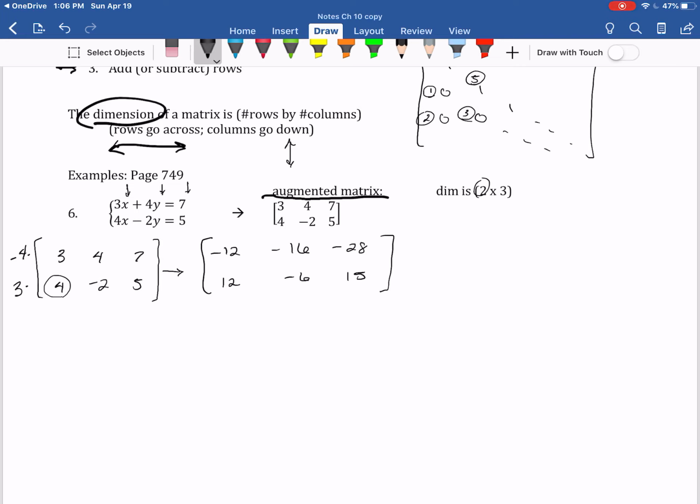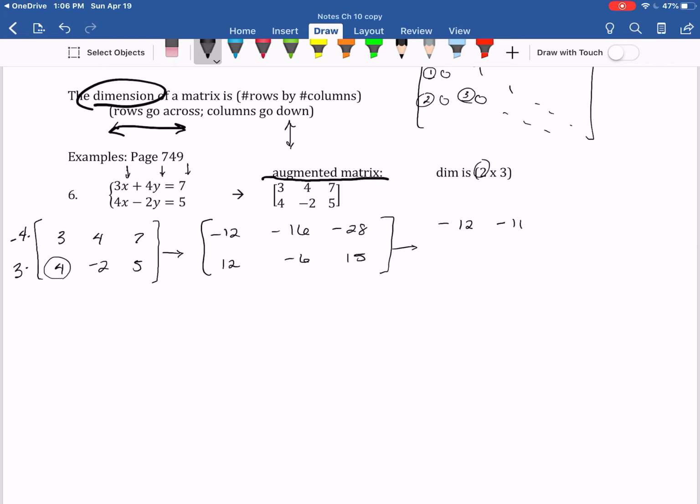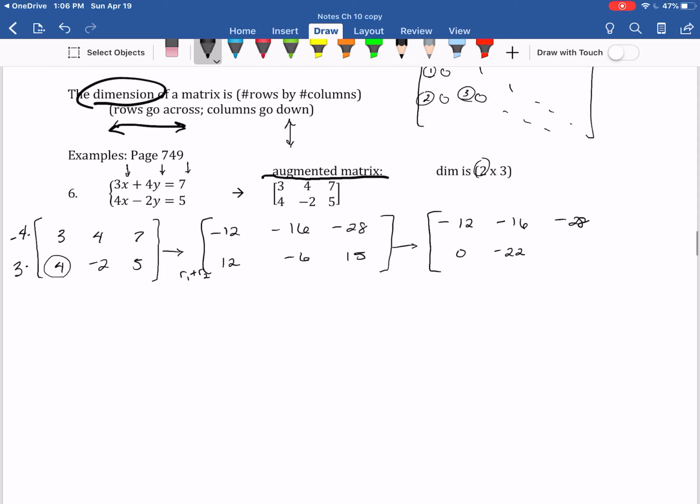So what I'm talking about here is you leave that first row alone. Just repeat that top row. And the bottom row gets replaced with the sum of the 2 rows. So -12 plus 12 gives you 0. That's where the 0 goes, because that's where we wanted it to be. -16 plus -6 equals -22. That goes right there. And then -28 plus 15 equals -13.